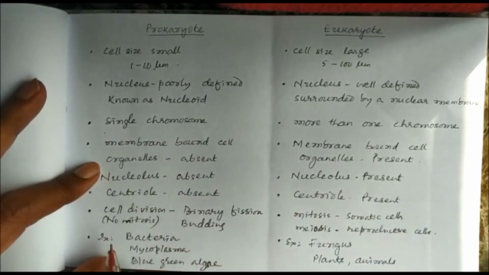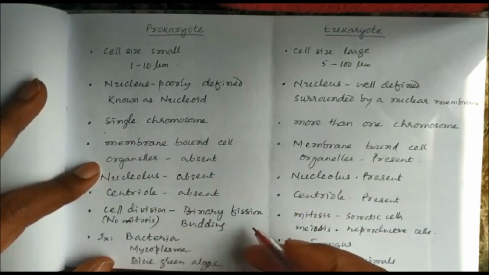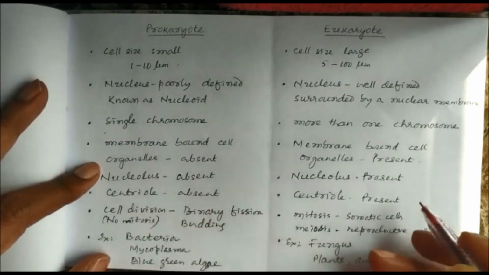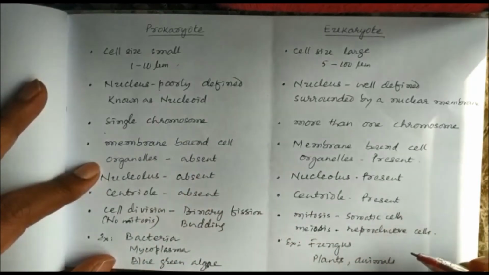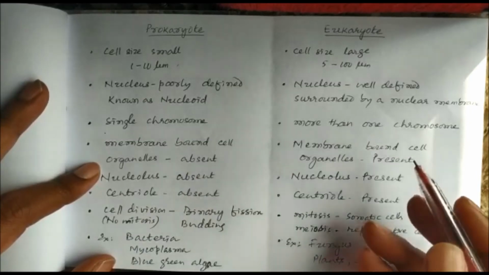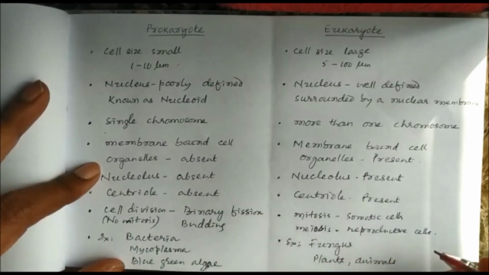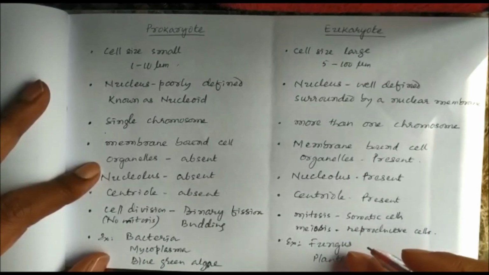And cell division, mostly binary fission or budding. There is no mitosis in the case of prokaryotes, whereas mitosis and meiosis occur in the case of eukaryotes. So in somatic cells there will be mitosis, and in reproductive cells there will be meiosis.